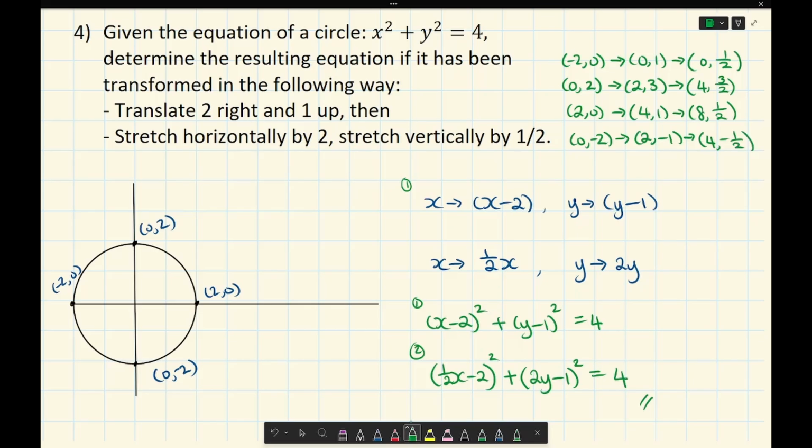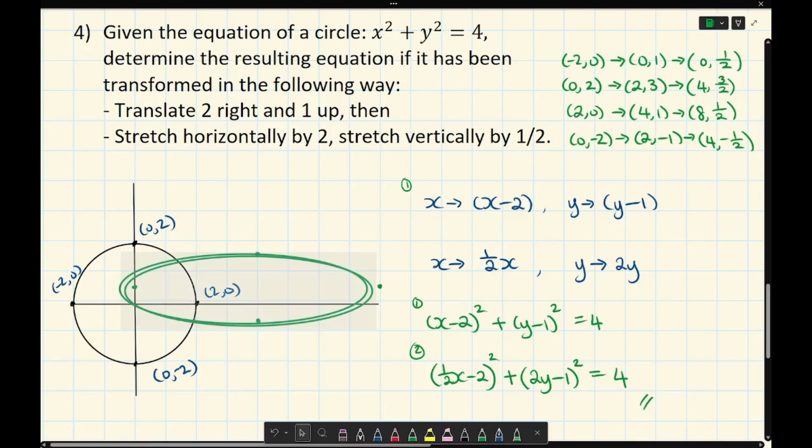So let's go ahead and plot those points. So we have (0, 1/2), which is here. And then we have (4, 3/2), which is up here. Just going to cheat a little bit and put it on the points. It'll look something like that.